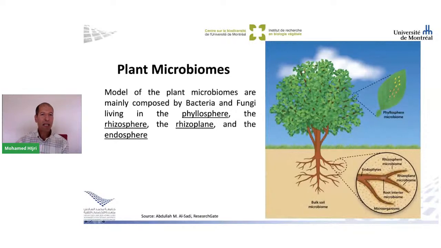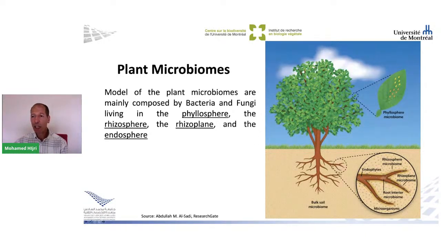So now, plant microbiomes. The plant microbiomes are mainly composed of bacteria and fungi. For those who are interested in plant disease, I would say that more than almost two-thirds of plant diseases are caused by fungi. So fungi and bacteria are the most important groups of microbes that interact directly or indirectly with plants. Where do they live? They live partly in all different organs of the plant.